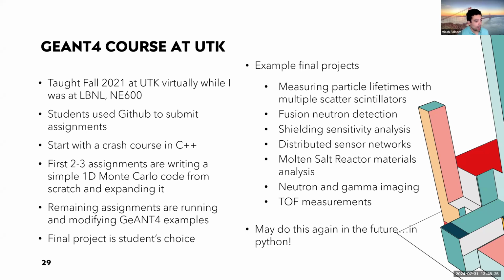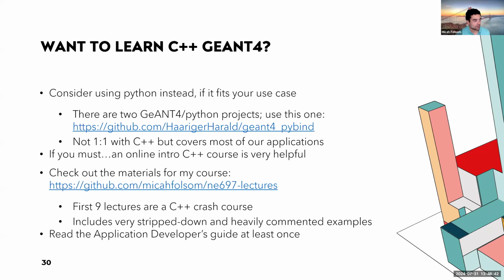Of course, neutron gamma imaging is always going to be popular, and then some time of flight measurements, things like that. So I'm thinking about doing this course again in the future, and if I do it again, I'm going to do it in Python. I think it'll be a lot more accessible with the Python Geant4, and we can skip the whole C++ crash course. So here are the links and the resources, the Geant4 Python. There are a few projects, so make sure to use the latest, most up-to-date one. It's not 100% one-to-one with the Geant4 C++ API, but for our purposes, it covers virtually everything that you'd need to get started.